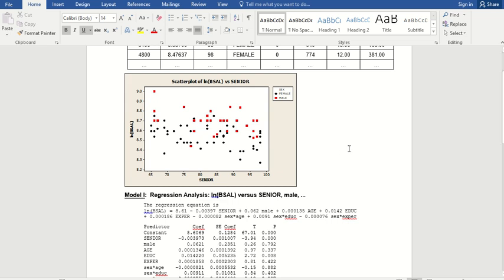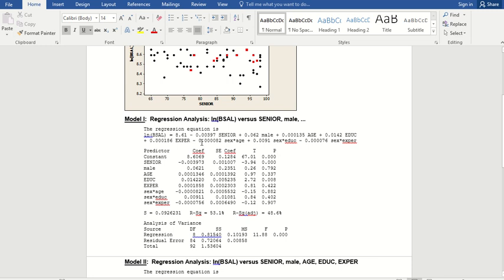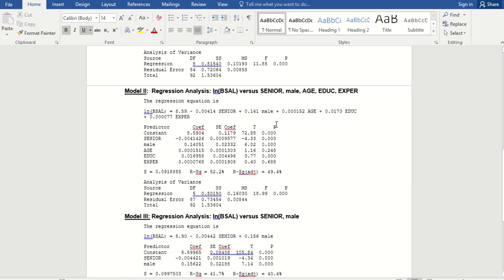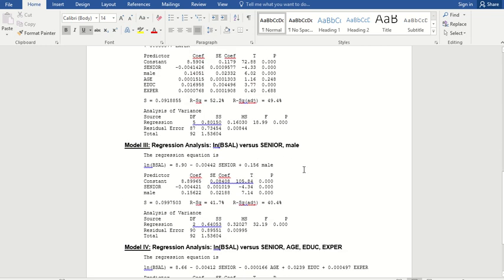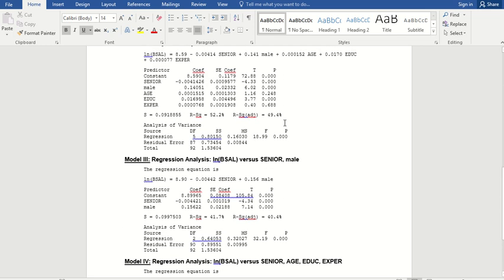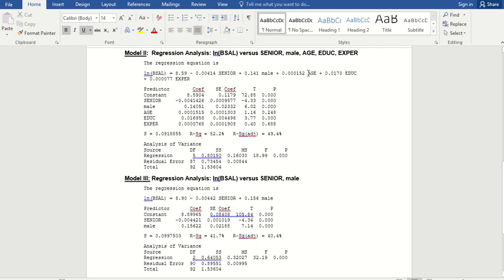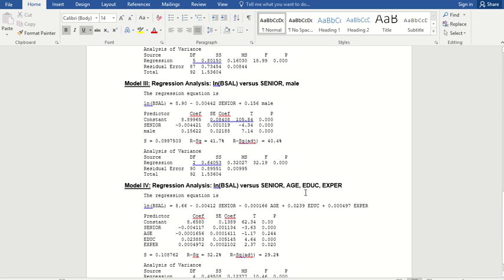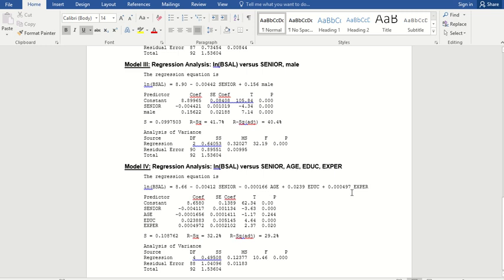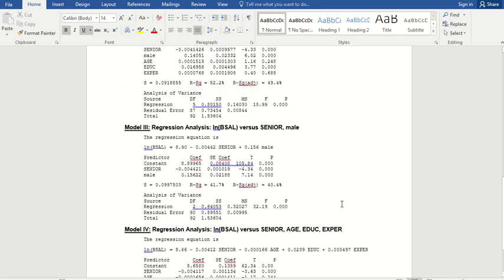So now let's make sure that we understand the different models. This model includes everything. The kitchen sink has sex times age, sex times education, and sex times experience. So that seems to have a lot of interaction terms. Let's look at model 2. Those seem to have all of the predictors but none of the interaction terms. Model 3 looks like it got rid of age, education, and experience and just has senior and male. And model 4 has senior, age, education, experience, so it looks like it got rid of something else.